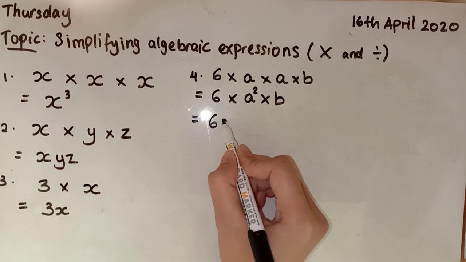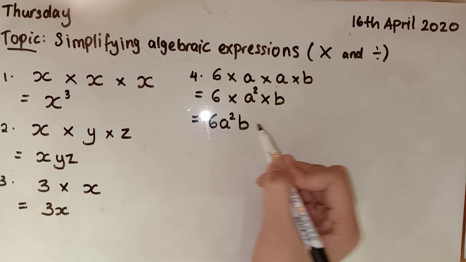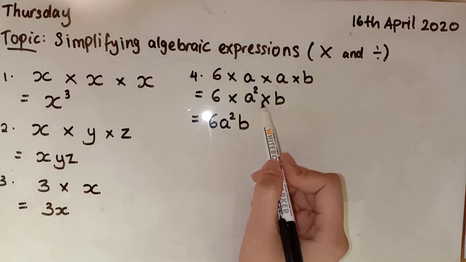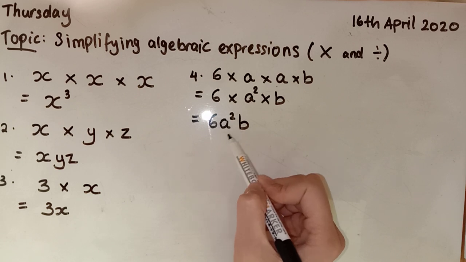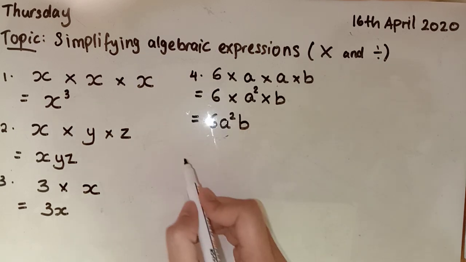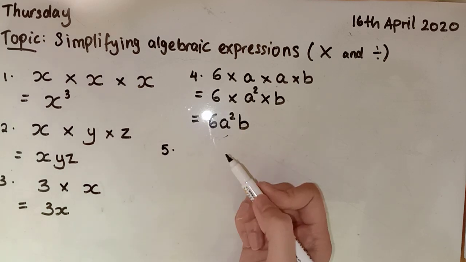6 A squared B. Okay, we just remove the multiplication sign, because we know if there is a sign in between them, it means multiplication. Okay, moving on to a much longer expression.